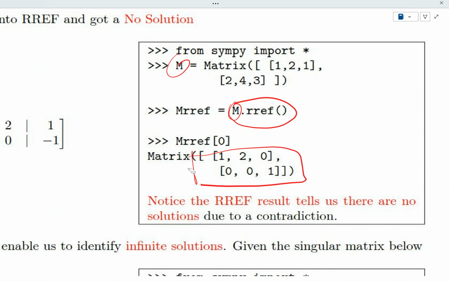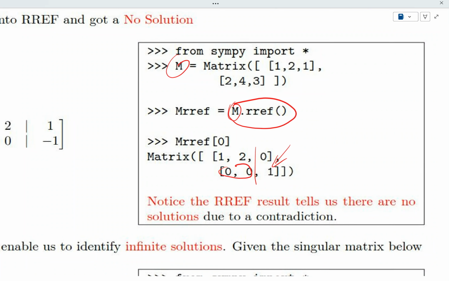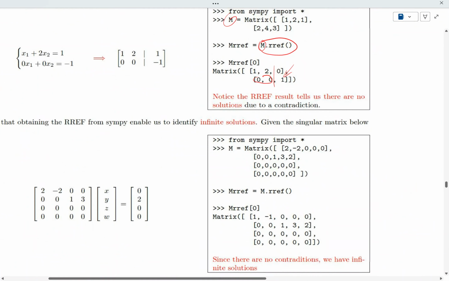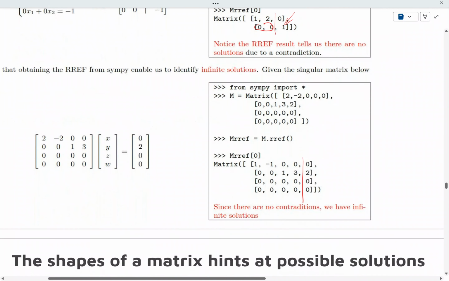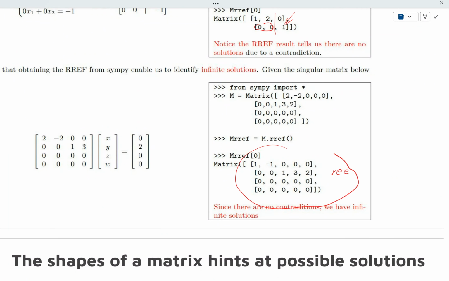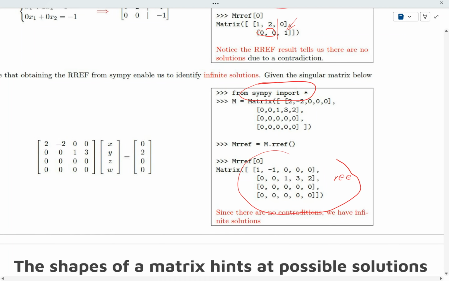So in this particular case, you see that there is a contradiction, because 0, 0 cannot equal 1. So this right here is a contradiction. In this other example, there are no contradictions. However, you have free variables. Whenever you have free variables without contradiction, it implies that you have infinite solutions. So you can essentially tell whether it's an infinite solution or a contradiction using SymPy.